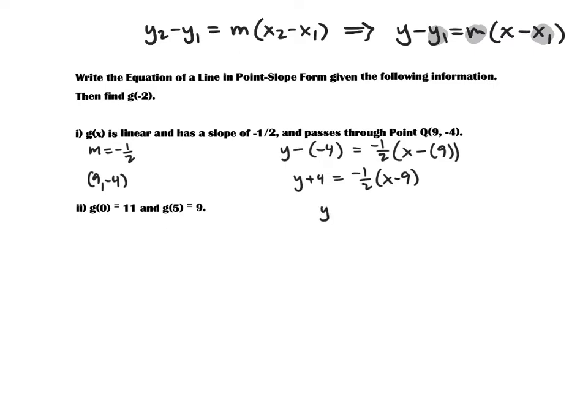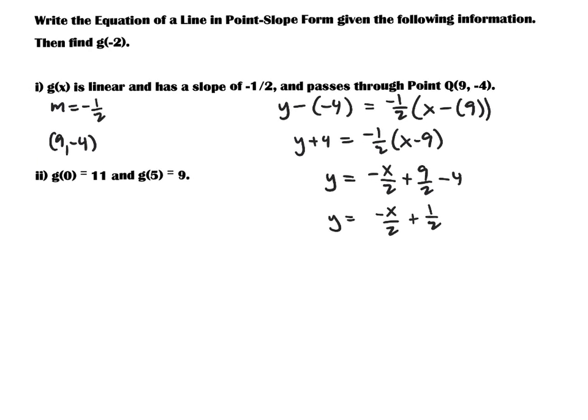So y would equal -x/2 plus 9/2, and then I am subtracting 4 over. So this function y is -x/2, and 9/2 minus 4 is 1/2. Now in this particular example, we are calling this function g of x. So I'm going to change the notation from y in terms of x to g in terms of x.